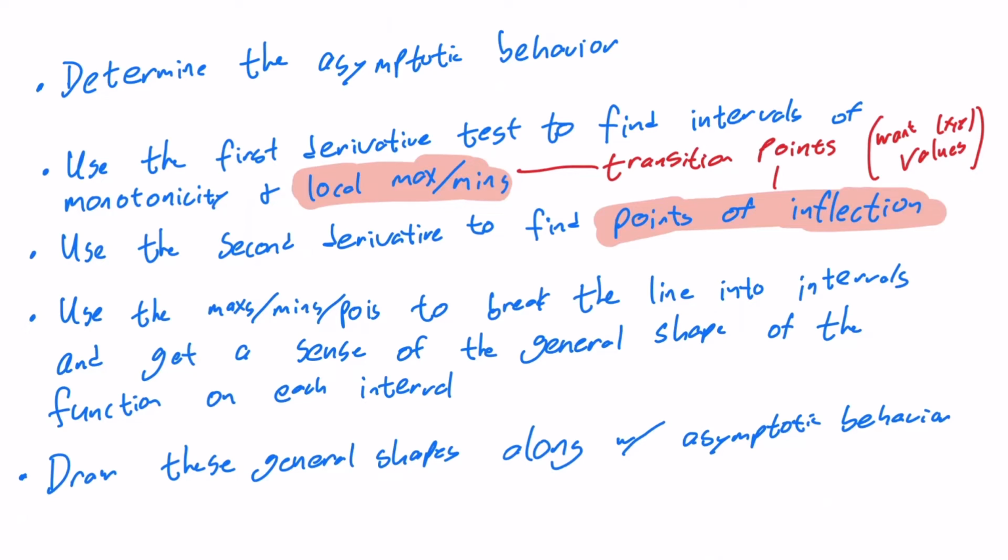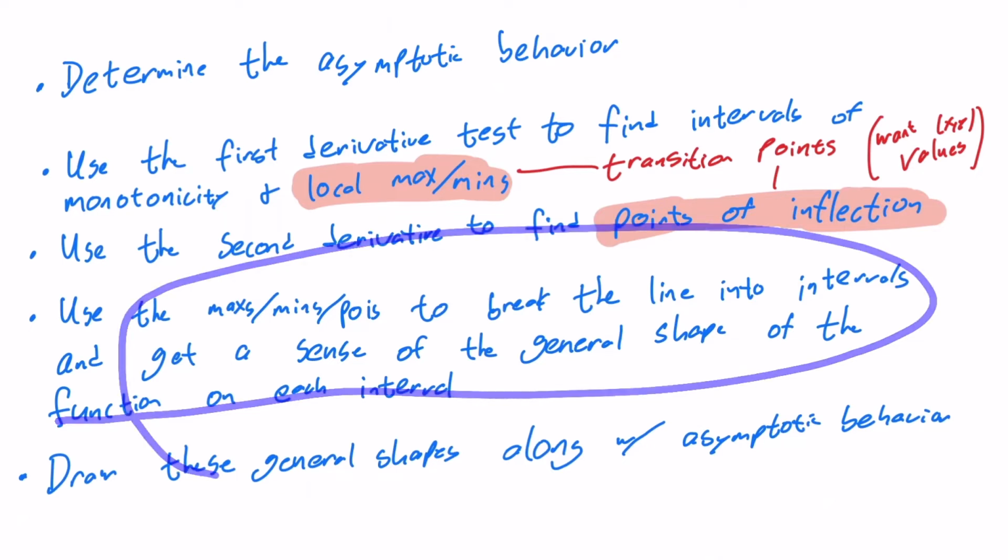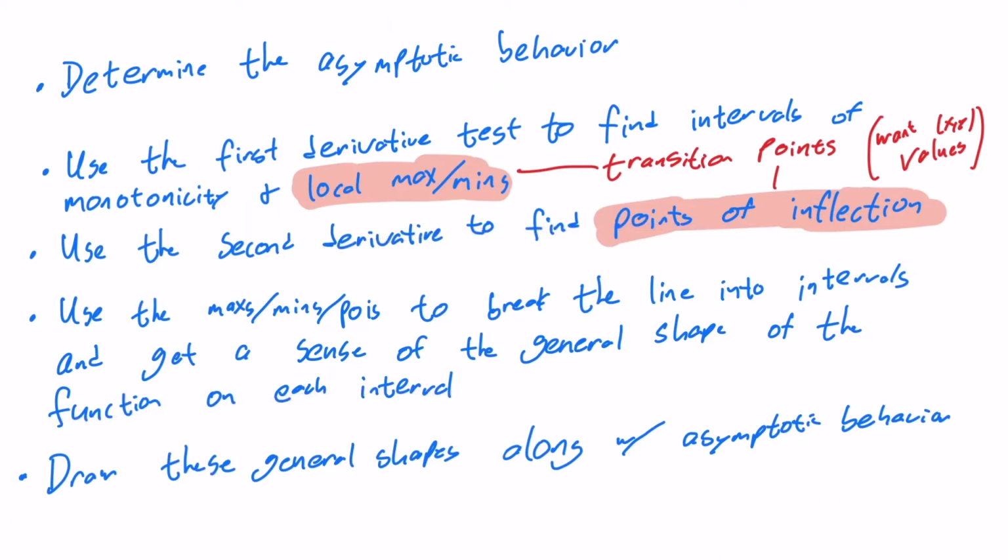Lastly, once we find our transition points, we use those to break the number line into intervals and get a sense of the general shape of the function on each interval. Once we have that, we can draw the graph. We draw the general shapes of the graph on those intervals and just glue them together.